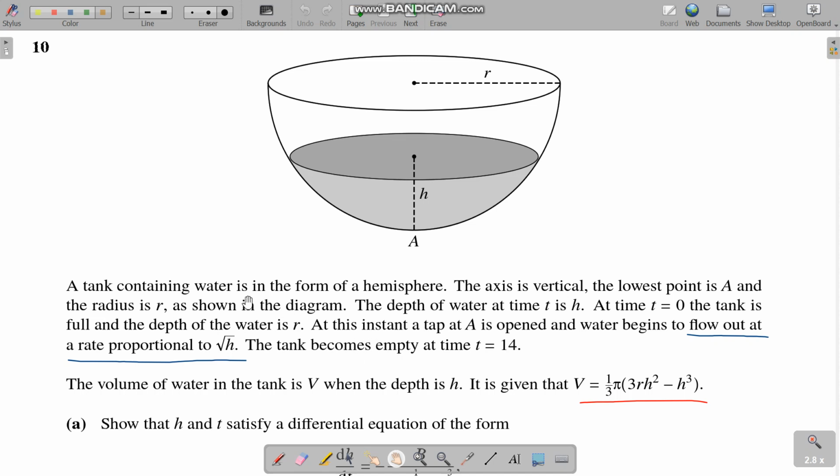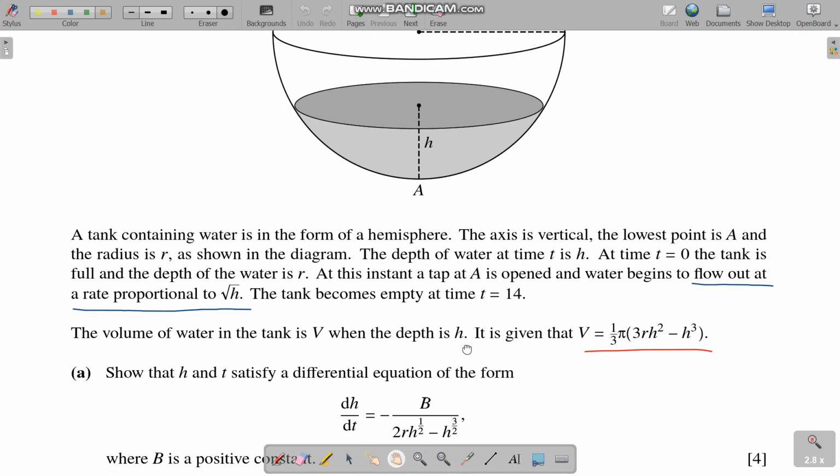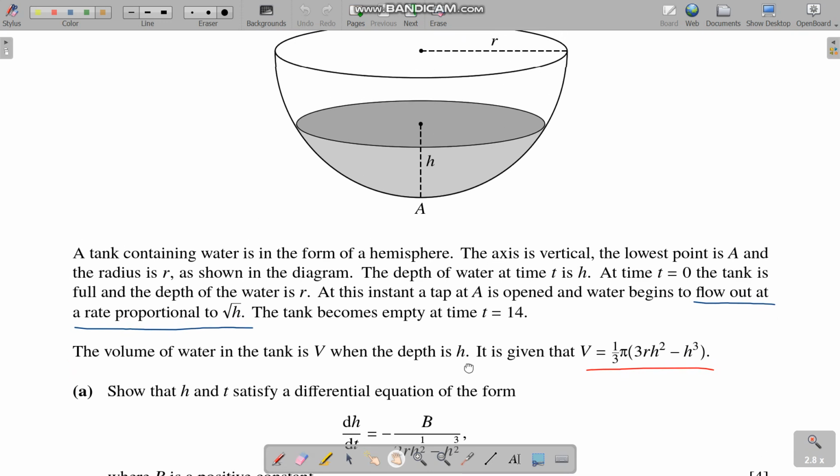A tank is containing water in the form of a hemisphere. Vertical, the lowest point A, radius R, depth H. At time T, the tank is full. Water flows out at a rate proportional to root H. So we need to show that it satisfies the differential equation.